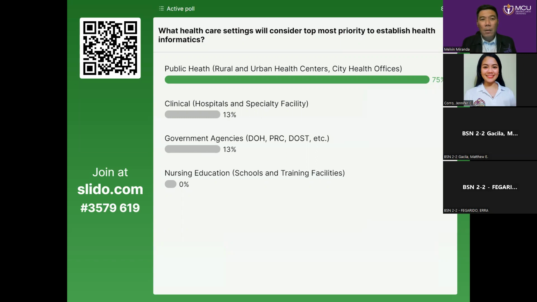So we may have public health. So we have rural and urban health centers or city health offices. It could be clinical hospitals and specialty facilities. So when we say specialty facilities, these are the Philippine Heart Center for cardiovascular, National Kidney and Transplant Institute for kidney problems, and Lazaro Hospital for infectious and communicable diseases. Government agencies, Department of Health, the Professional Regulation Commission, and nursing education, schools, and training facilities. So with our responses, let us check.